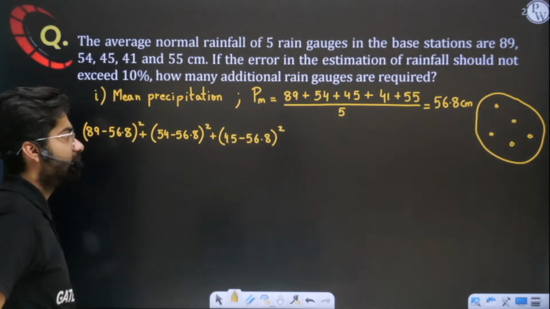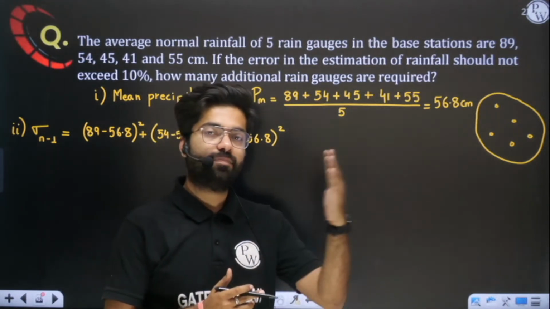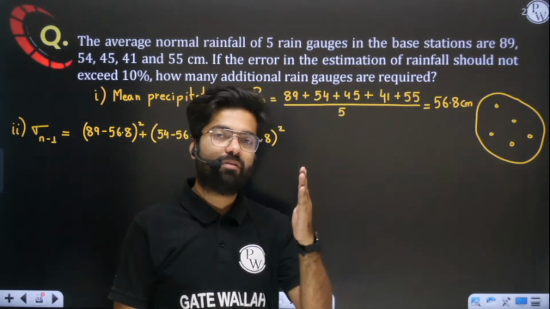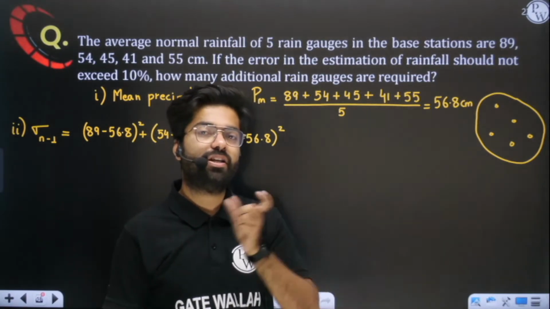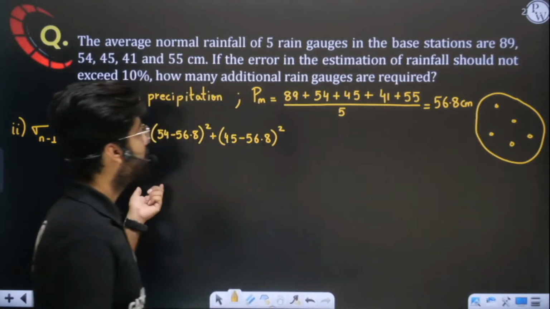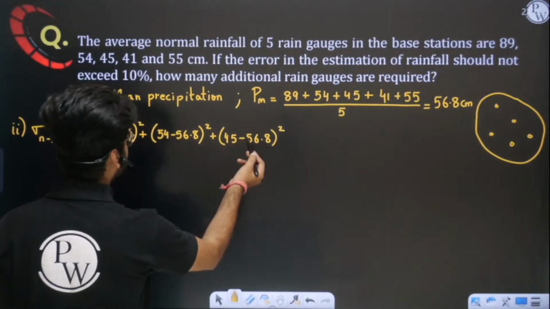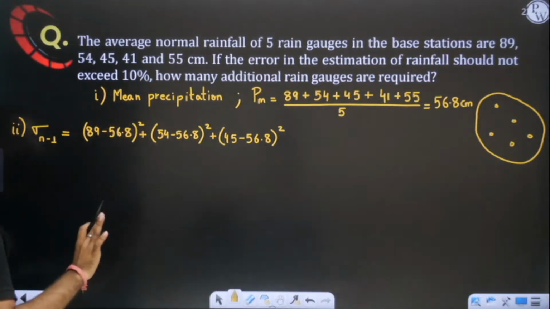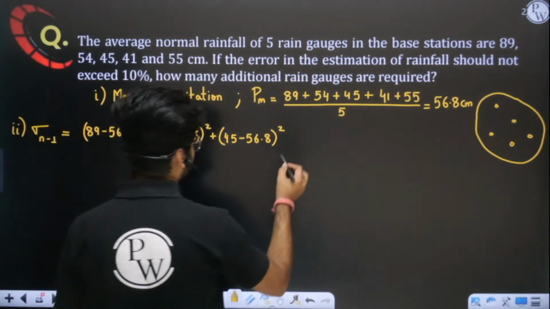Sir, why are we squaring? See, we are squaring because we are only interested in the deviation part. No matter if the deviation is positive or negative, a value can go ahead of the mean and a value can go behind the mean. It can go in both directions, but we are only interested in the magnitude, the positive part only. That's why we are squaring. A value behind the mean will be negative and a value ahead of the mean will be positive, but when you square it, you will get the positive deviation. That's why we are squaring it here.